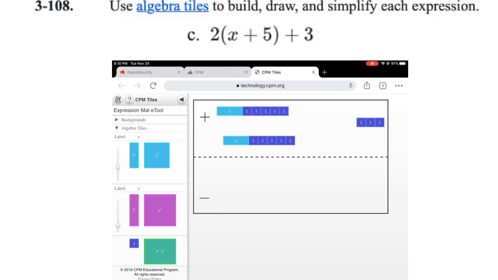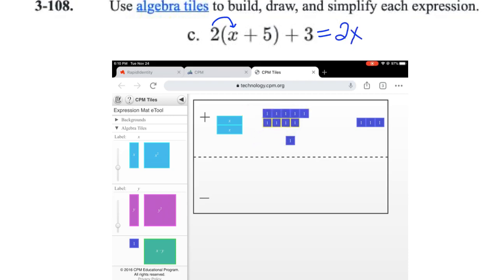Part C says 2 parenthesis x plus 5 parenthesis, and then it has a plus 3. So that is what's shown here, 2 piles that each include x plus 5, and then there's an extra plus 3 at the end. So now to combine like terms, I would start out with just putting all of these together, which would be 2x plus 10 plus 3. And then I would combine those like terms, and now I've got 2x plus 13.